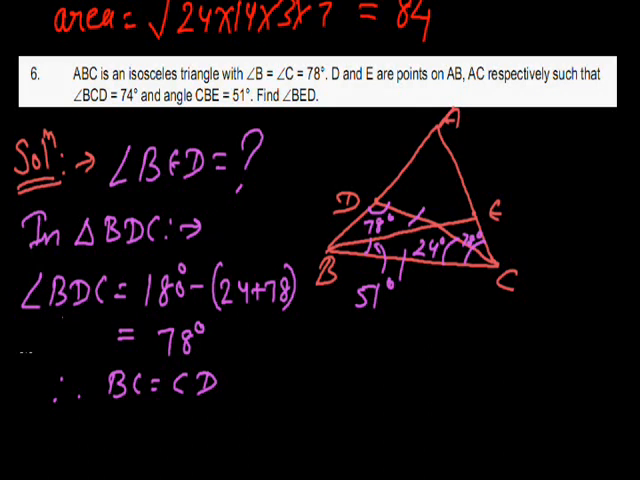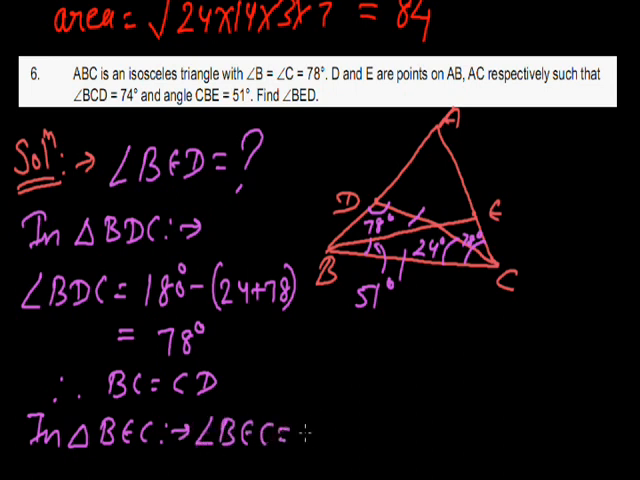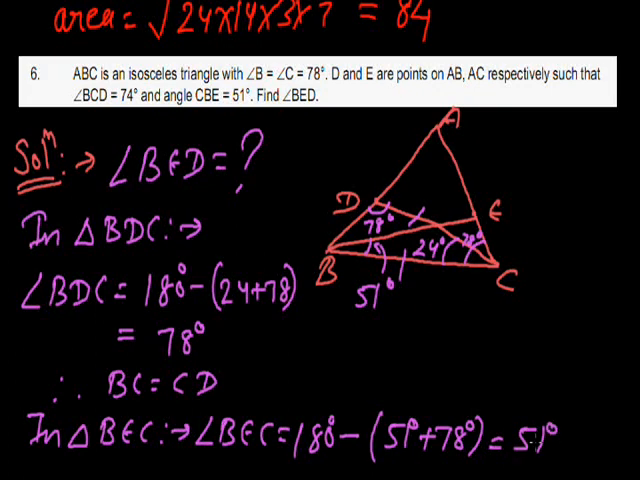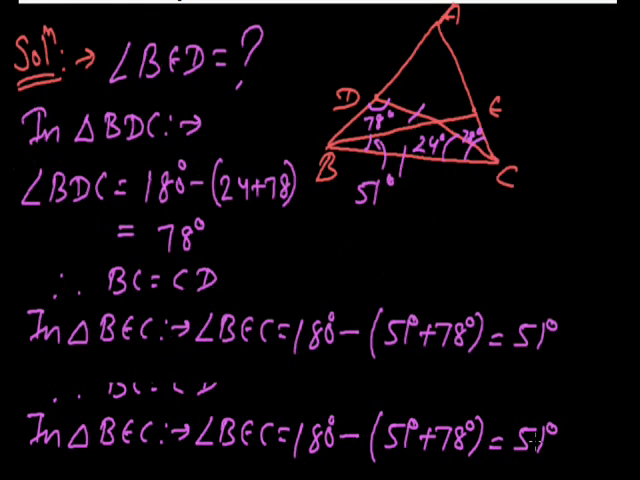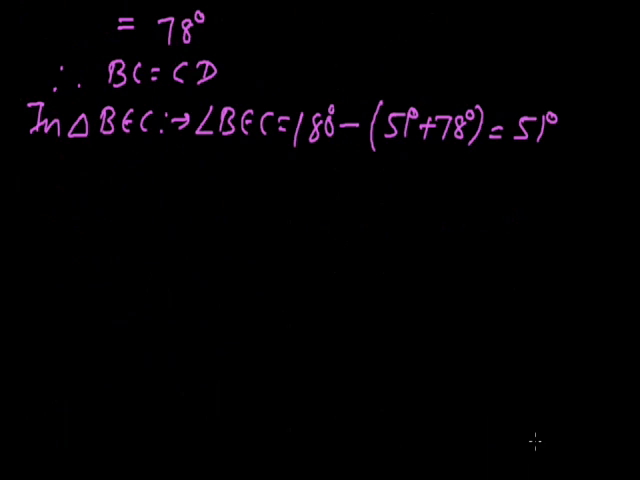In triangle BEC we have angle BEC equal to 180 minus (51 plus 78), that is 51 degrees. As both the angles are equal, the opposite sides will also be equal, that means BC is equal to CE. So now we have BC is equal to CD is equal to CE.